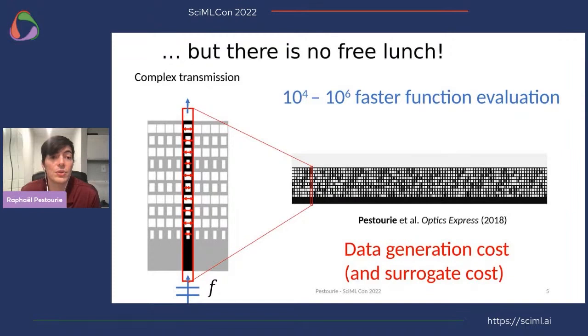But there's no free lunch. The fast evaluation time comes at the cost of generating a lot of training data, which involves computing PDE solutions many times. And so data generation is really the bottleneck of high-dimensional surrogate models. Note that surrogate models also become more costly as the number of input dimensions increases, but the bottleneck is the cost of the generation of the data. So that's what I'm going to focus on in my talk today.